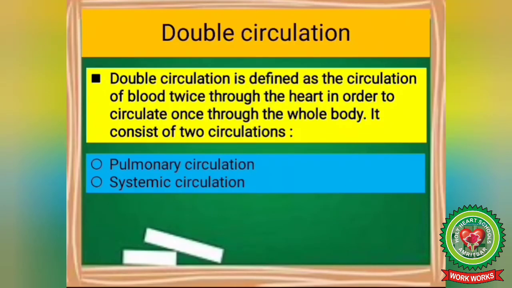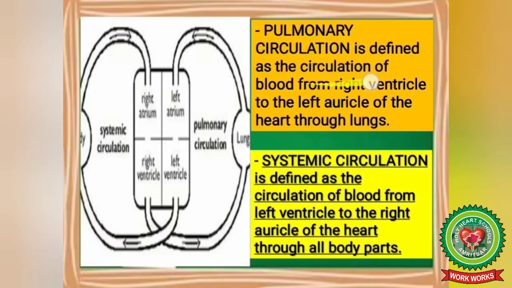Double circulation. Double circulation is defined as the circulation of blood twice through the heart in order to circulate once through the whole body. It consists of two circulations: pulmonary circulation, systemic circulation. Pulmonary circulation is defined as the circulation of blood from right ventricle to the left auricle of the heart through lungs. And systemic circulation is defined as the circulation of blood from left ventricle to the right auricle of the heart through all body parts.